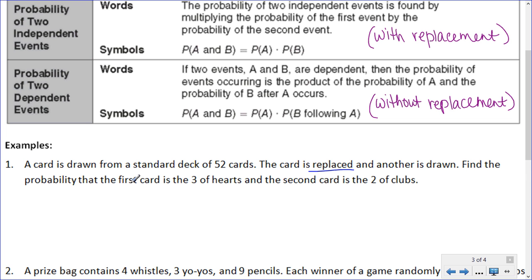So let's see, the probability that the first card is the 3 of hearts. Well, in a deck of cards, there is only a single 3 of hearts. So 1 out of a total deck of 52. And then the second card is the 2 of clubs. Well, again, we're given number and suit, and there's only one card that's a 2 of clubs out of 52 total. So we'll multiply those two probabilities, and we get 1 over 2,704. And you can leave this answer like this. We do not need to change that to a decimal or to a percent or anything like that.